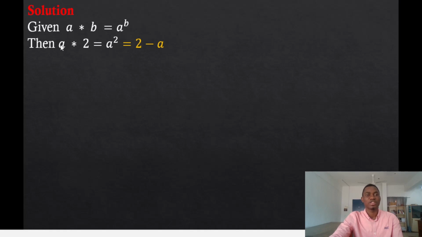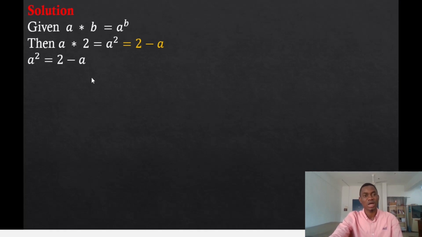Why? Our first element is A, the second element is 2, so it is A squared. And from the question, we are given that A star 2 is 2 minus A. You can go back and check again. So A star 2 is already given to us as 2 minus A, and our A star 2 is A squared, according to the rule of this binary operation.